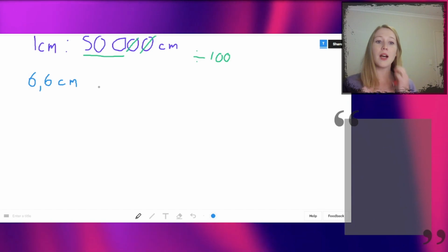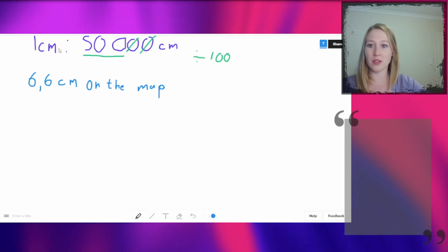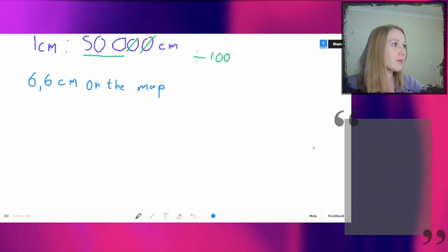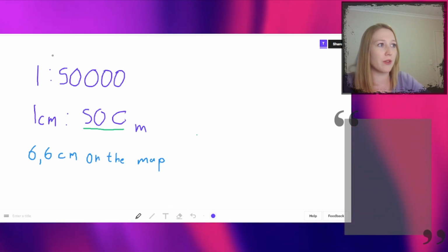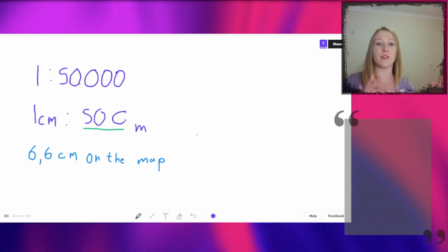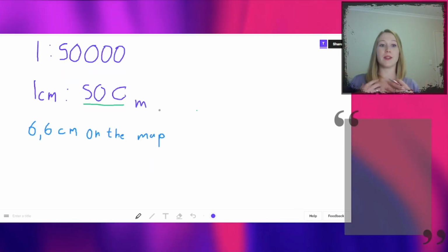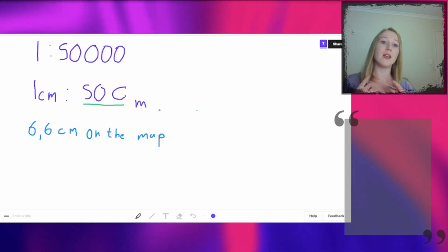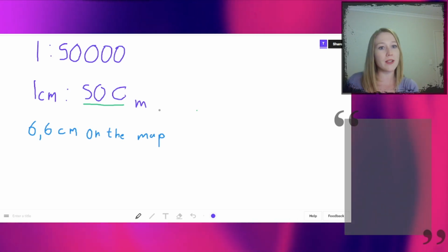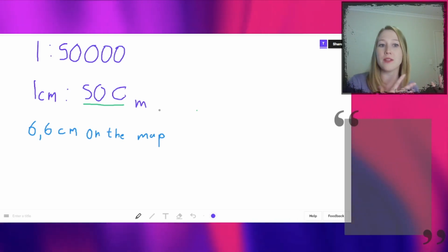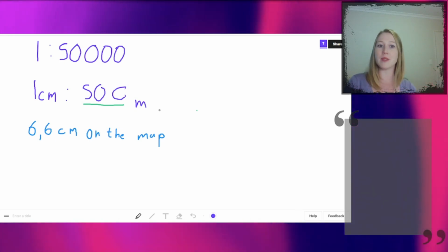Good. Now I want to know, what is it in real life? We can use this scale that we had figured out earlier. I'm going to use this one first, the 1 to 50,000. So I'm saying that we haven't converted it yet. Where I think that ratio scales can be quite easy is that the ratio is a magnification. So 1 centimeter on the map is 50,000 centimeters in the real world. So that means that everything is 50,000 times bigger.